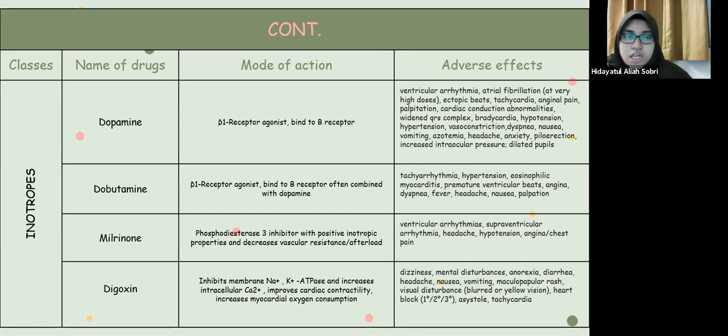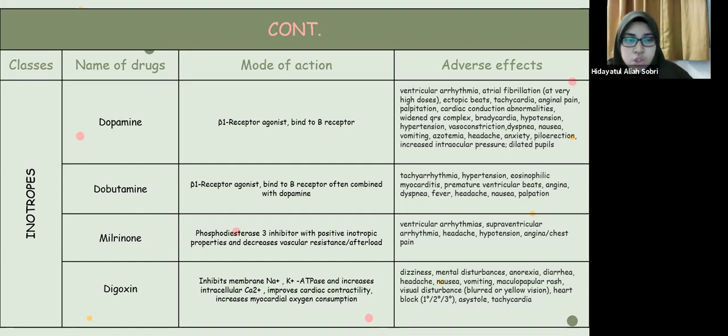And the last is the inotropes. Inotropes are drugs that increase the contractility of the heart. They cause the influx of calcium into the heart muscle, so it will increase the cardiac contractility. Examples are dopamine, which is under the group of beta receptor agonists, where it binds to the beta receptor, and also dobutamine, which has the same action as dopamine.